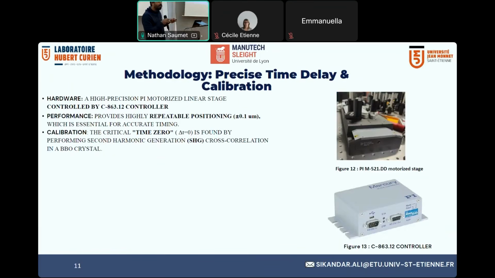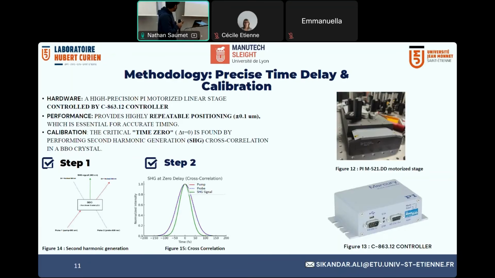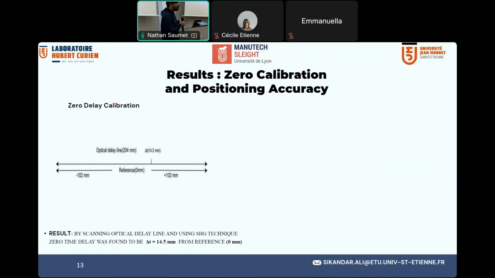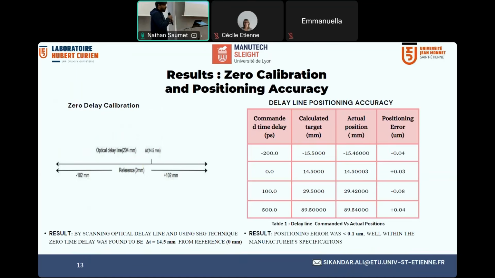To precisely control the time delay between our pump and probe, we use the motorized stage, and we use the second harmonic generation and cross-correlation technique to find the reference or zero time delay between the pump and probe. The zero time that we found was at 14.5 millimeter. Using this reference zero point and our script, we targeted different positions to move our delay line, and the position error that we got was under 0.1 micrometer, which was a very good result.